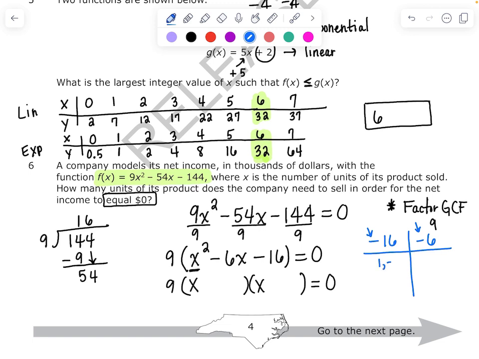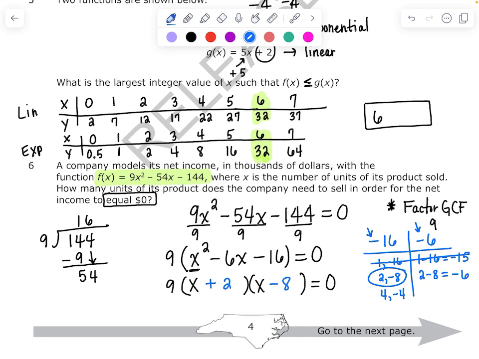So we have positive 1, negative 16. We have 2, negative 8, 4, negative 4. And now we're looking for the pair that will add to give us negative 6. So 1 minus 16, that's negative 15. So that is not it. Okay, 2 minus 8 equals negative 6. So we did identify the pair of factors that will work. So one of these factors will have a plus 2 and a minus 8. Now those are the factors.